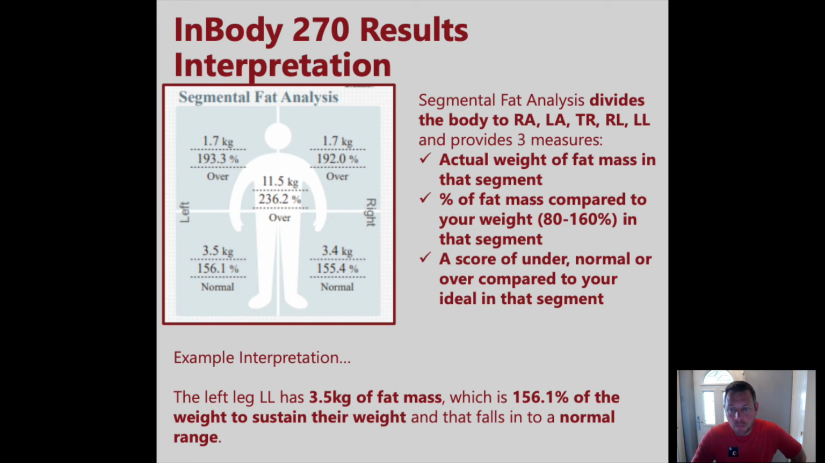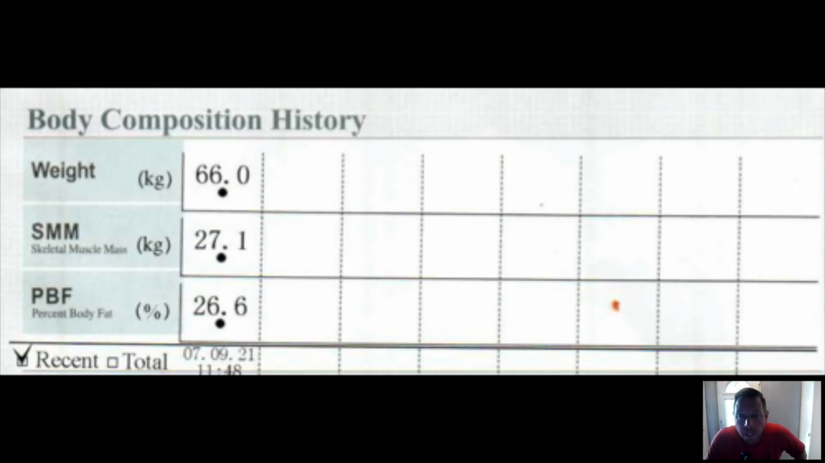The percentage of fat mass compared to your weight between 80 and 160% in this segment. So we can just totally ignore that from our results. At the bottom of the page, you get a little graph over time, which is your body composition history. It will track your weight in those boxes going forward.